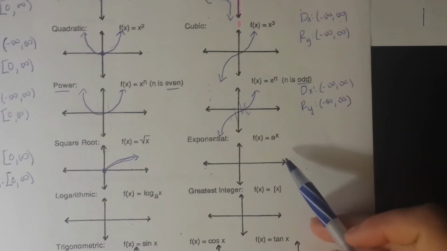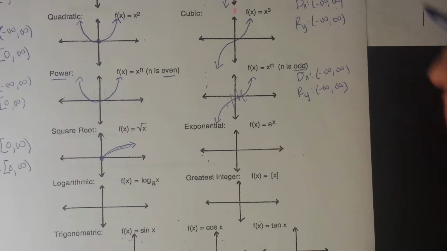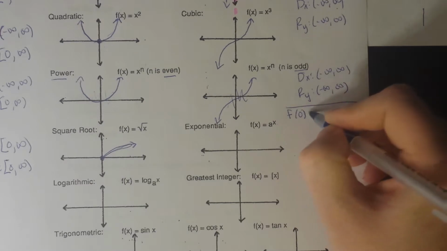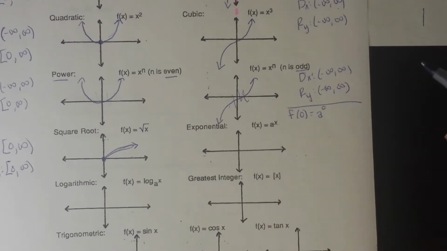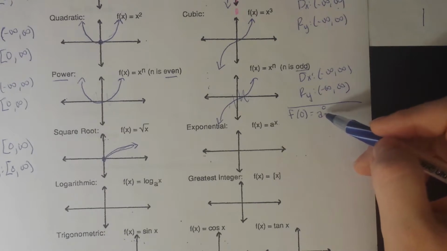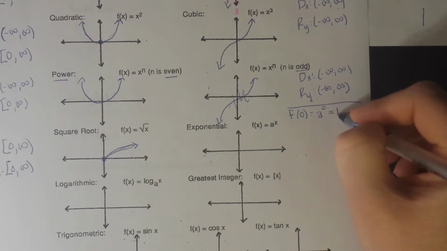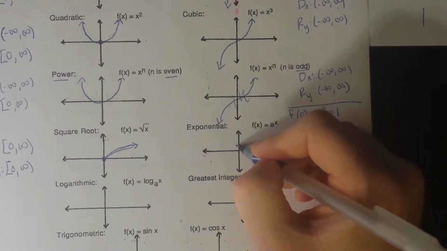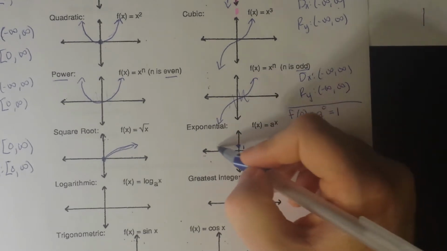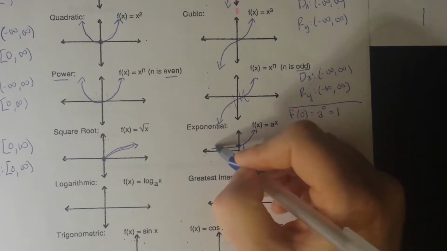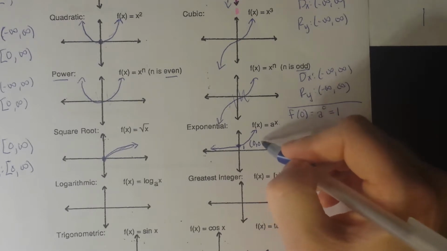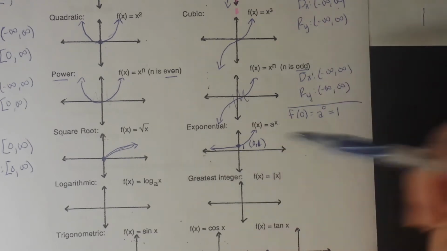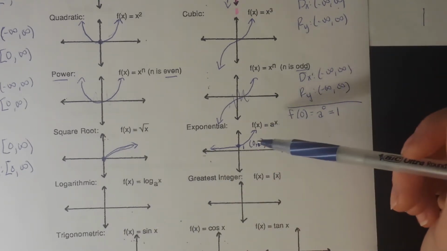Exponential. I wanted to do this one before logarithmic. Okay, so if we had f of x equals a to the x, then f of 0 equals a to the 0 power, and anything to the 0 power is 1. So no matter what we plugged in, we're going to cross the y-axis at 1. So the exponential is a growth, grows up, up, up, and crosses at the point 0, 1. That's important to see how the logarithmic graph looks.